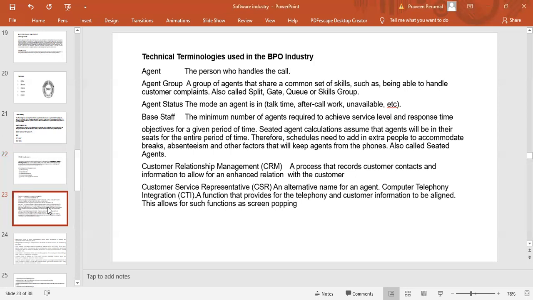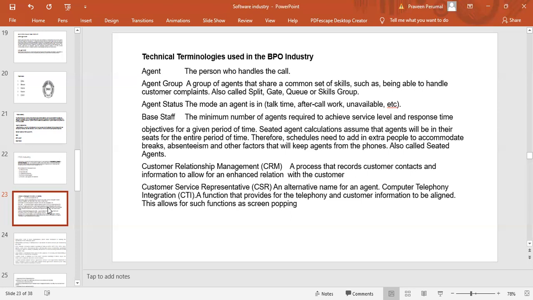Agent status, the mode an agent is in. It could be talk time, after call work, or unavailable, etc. Base staff, minimum number of agents required to achieve service level and response time objectives for a given period of time. Seated agent calculation assumes that agents will be in their seat for the entire period of time. Therefore, schedules need to add in extra people to accommodate breaks, absenteeism, and other factors that will keep agents from the phones, also called seated agent.